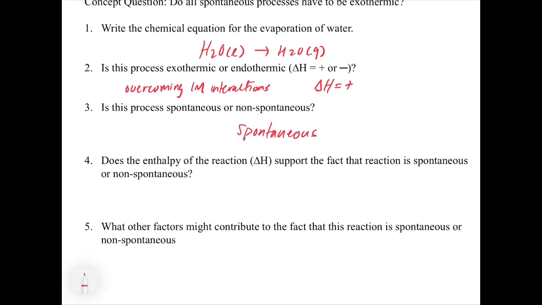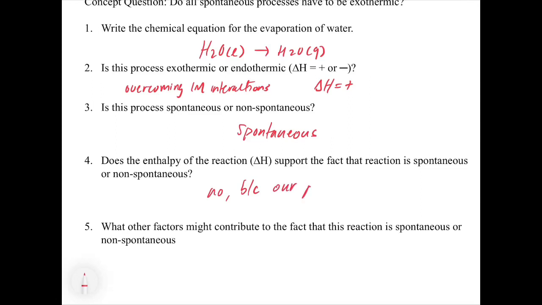So that's what this next part of the question is getting to. Does the enthalpy of the reaction support the fact that the reaction is spontaneous? Well, I think in our minds it would be no, because normally we think of an exothermic reaction being where the energy of the products is lower than the energy of the reactants, meaning we're going toward more stability. That's a good thing. The universe wants that.